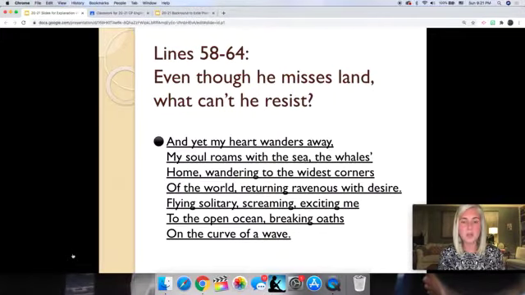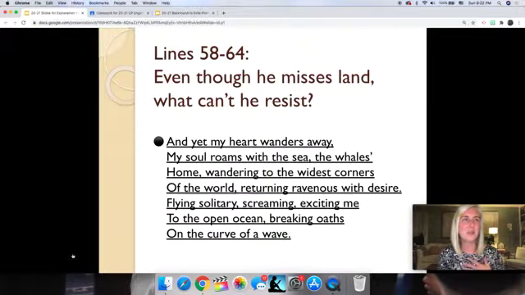"And yet my heart wanders away. My soul roams with the sea. The whale's home, wandering to the widest corners of the world, returning ravenous with desire. Flying solitary, screaming, exciting me to the open ocean, breaking oaths on the curve of a wave."